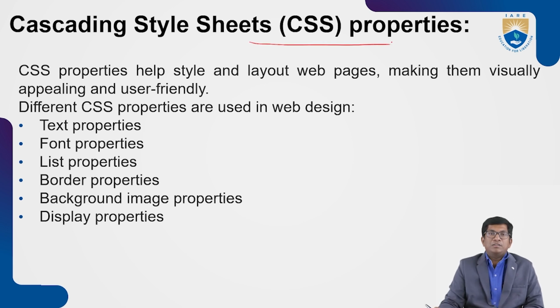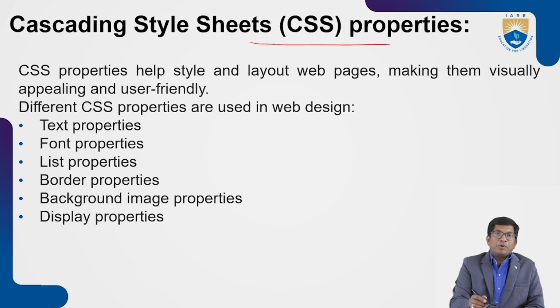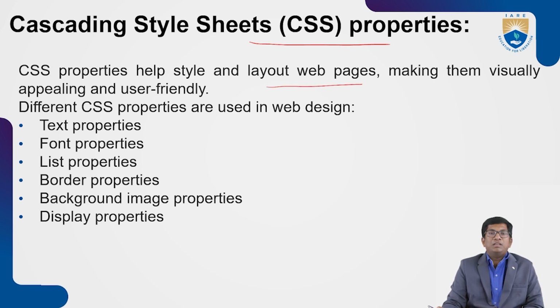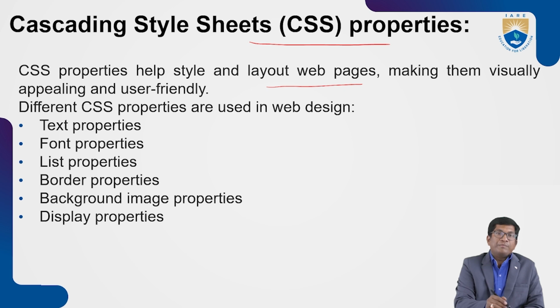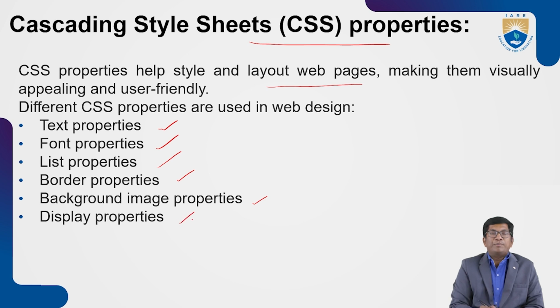Cascading Style Sheets properties help style and lay out web pages, making them visually appealing and user-friendly. We have different types of CSS properties: text properties, font properties, list properties, border properties, background properties, background image properties, and display properties. We'll discuss them in detail one by one. First, we discuss text properties.